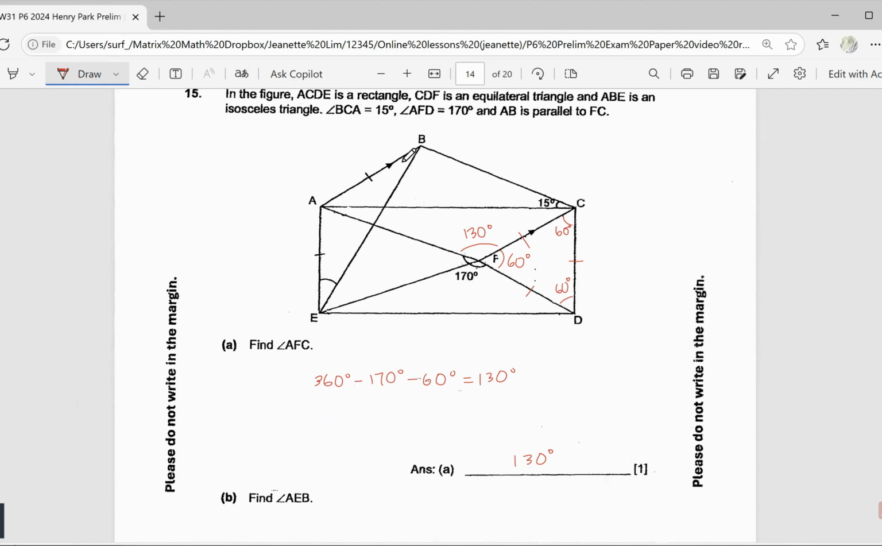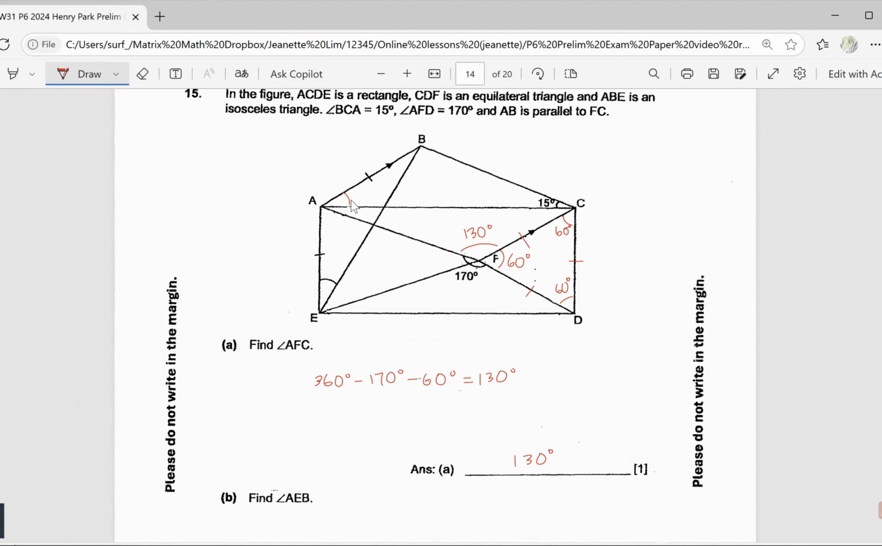Okay, next one, find angle AEB. AEB, okay, this angle marked out here. So this is an isosceles triangle. If you want to find this angle, you will need BAE. So BAE is made up of this 90 degrees, right? Plus BAC here.